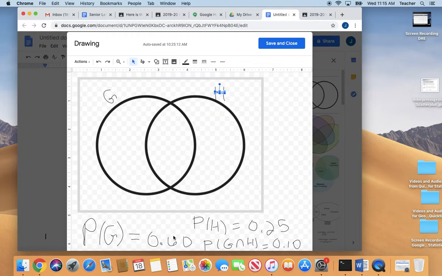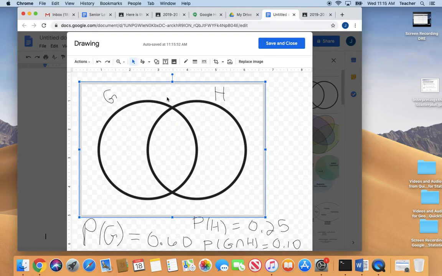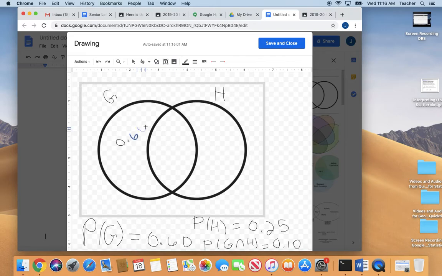But if I'm given that the probability of G is 0.60, the probability of H is 0.25, and the probability of G and H, because remember that upside down U means and, is 0.10, how would I put that into my Venn diagram? So if this is G and this is H, one of the most common errors that people will have is that right here, they would put 0.60. Okay? So if you do that, that's not right.